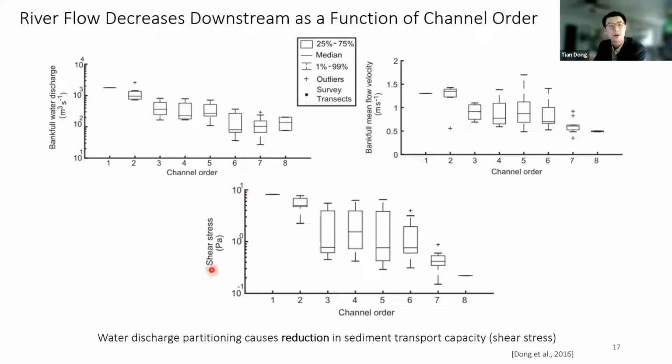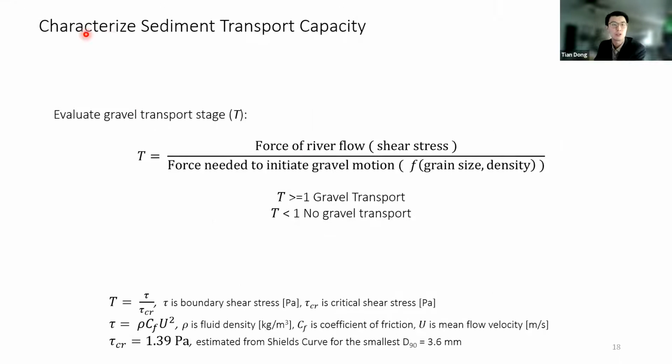And now we can compare how this actually impacts transport of gravel. To do this, we use a simple metric, the gravel transport stage, T. This is just a ratio between the force of the river flow, the shear stress, and the force needed to initiate gravel transport. If this parameter is greater than or equal to 1, we have gravel mobility, or gravel transport. If this is less than 1, we don't have gravel transport. And here are some of the more explicit equations that calculate this transport stage.